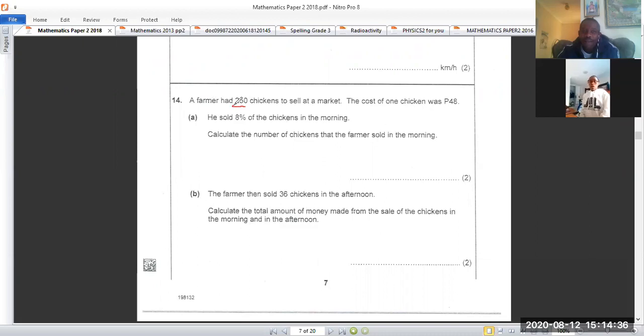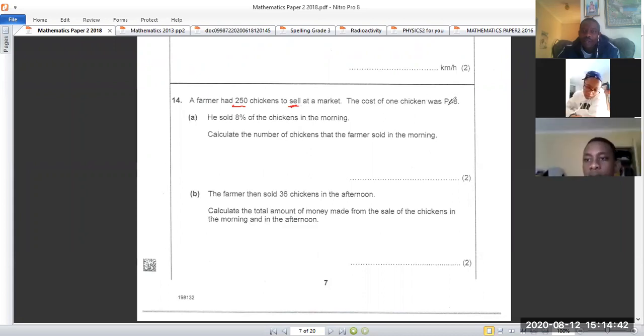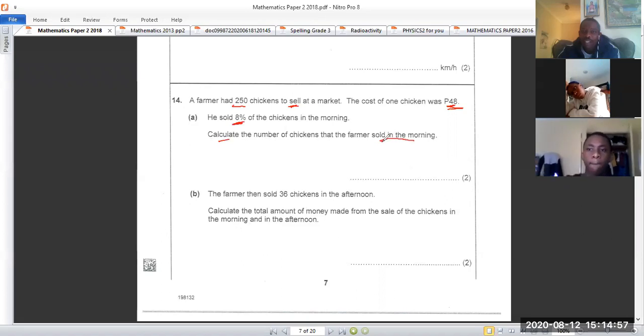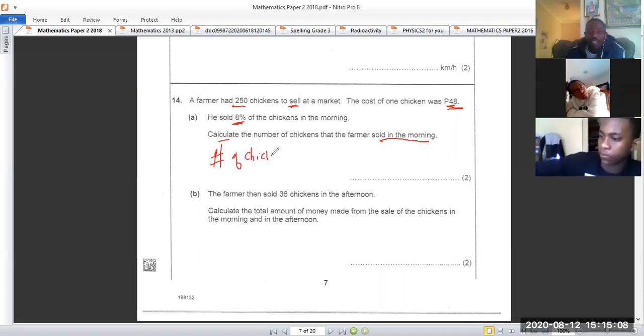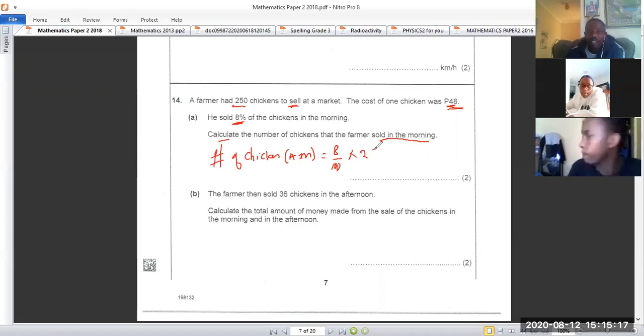A farmer has chickens to sell, okay? The cost of one chicken is 48, and he sold 80% of the chickens in the morning. So calculate the number that was sold in the morning. To work this out, the number of chickens sold in the morning will be 8% of 250.